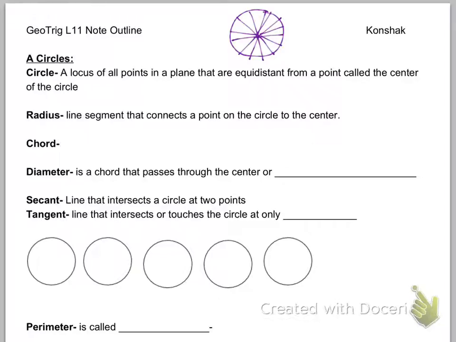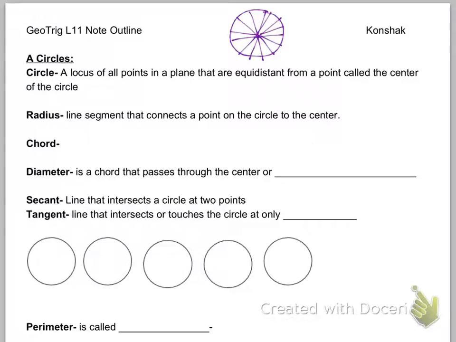Each one of those purple lines up there is called the... All of these little individual lines are called the radius. It's a line segment that connects a point on the circle to the center. Right? Yep. Then we have something, if you want to jump down to there, a diameter.